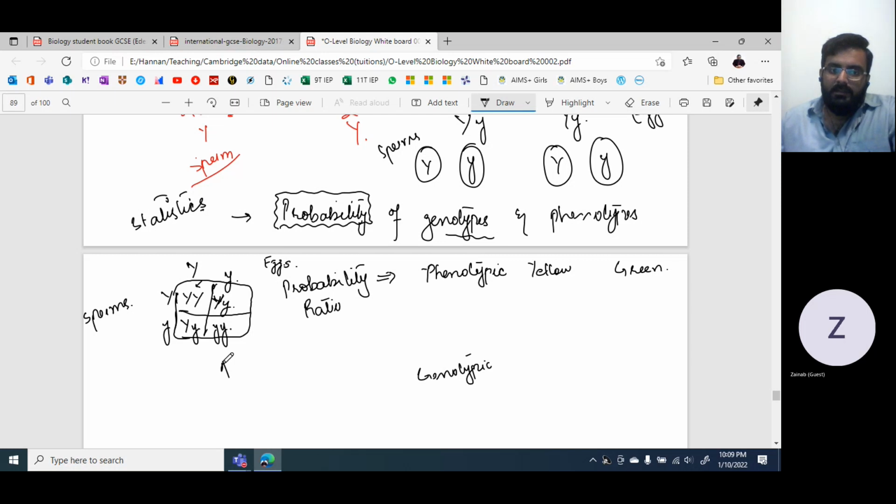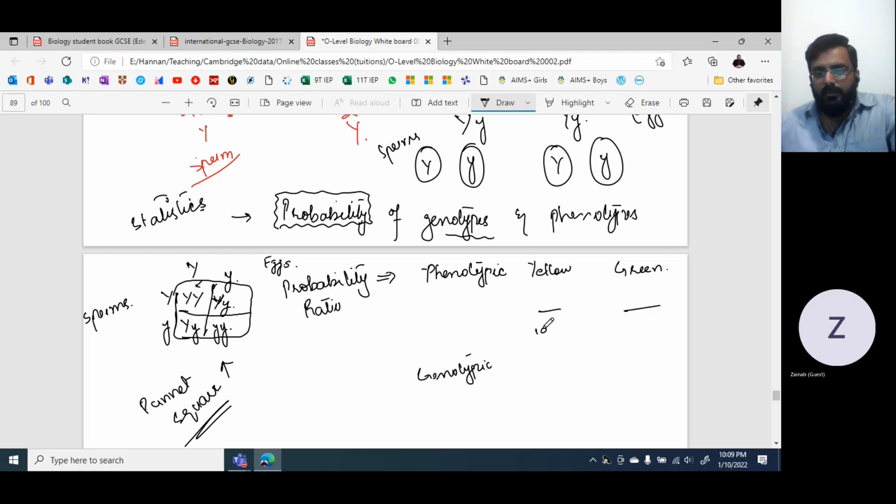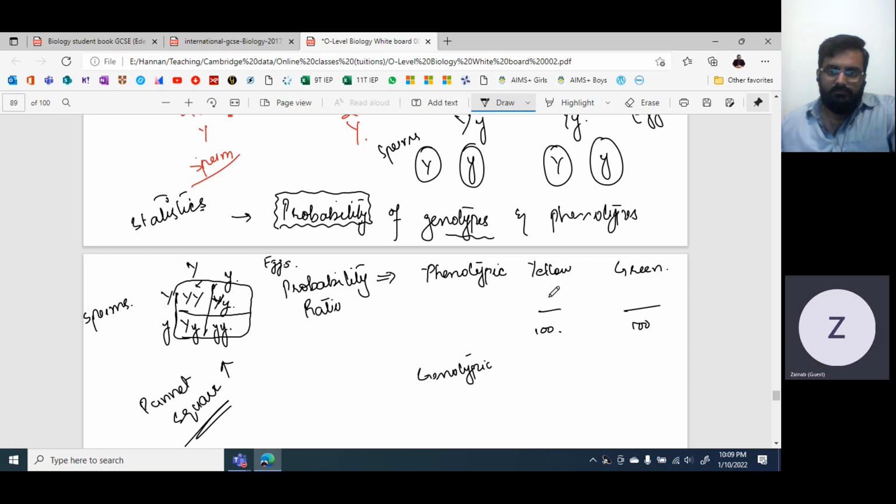So according to this square, this is called a Punnett square. It is called a Punnett square. If I assume that we have 100 plants, what is the phenotypic probability of yellow and what is the phenotypic probability of green? I think it would be 75 by 100.